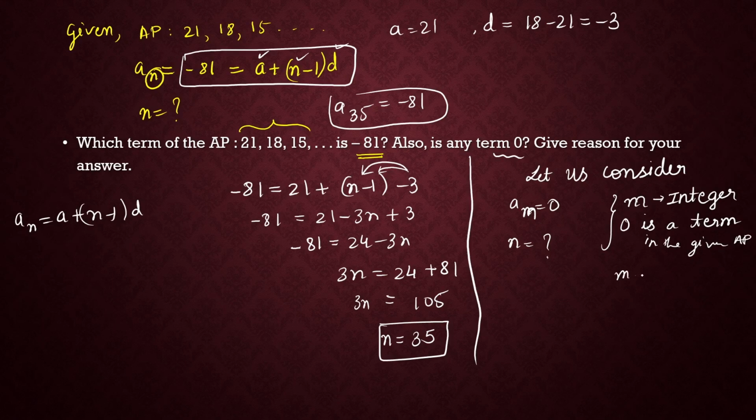And if m is not an integer, in that case, z is the representation of integer. Okay, so short form of integer is Z. Then that shows me that 0 is not a term in the given AP.